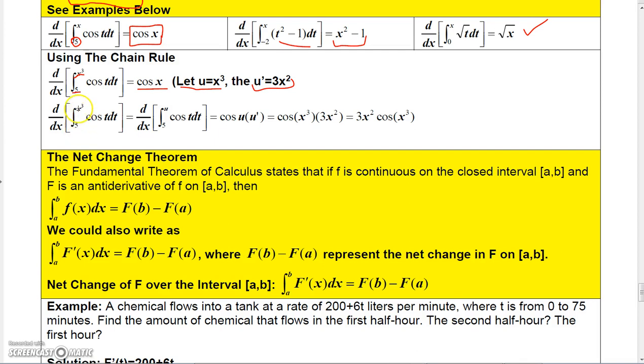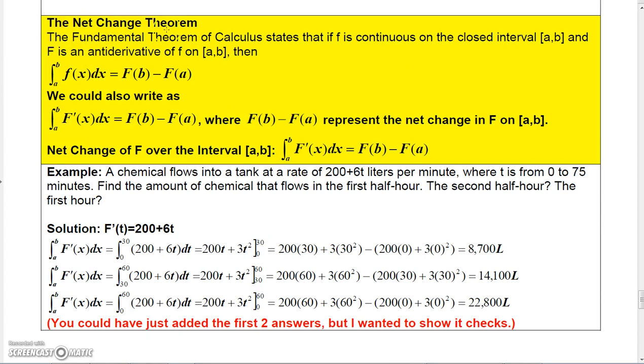So if you integrate from 5 to x cubed, then the derivative of that would be the same as the derivative of the integral from 5 to u cosine t dt, and that would be cosine u times u prime. And u is x cubed, so it would be cosine x cubed times 3x squared, or just 3x squared times cosine x cubed. Hopefully that made sense to you.